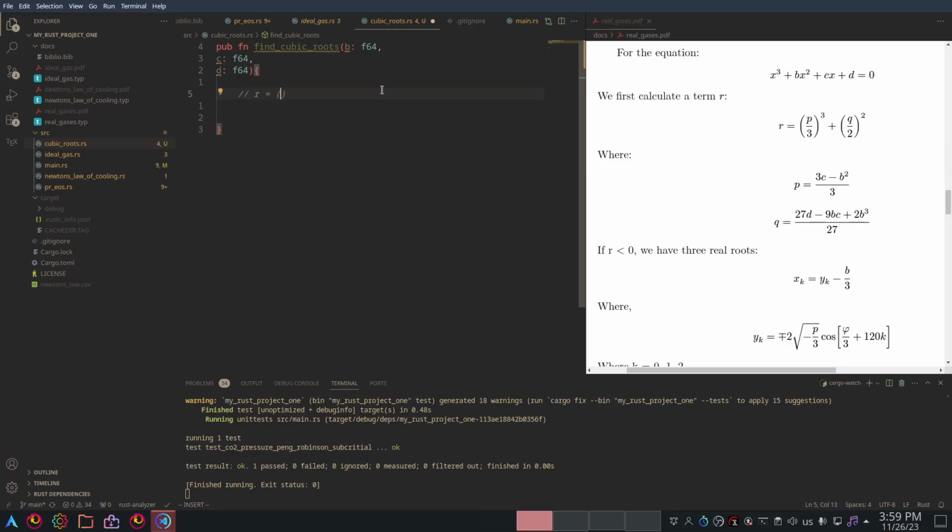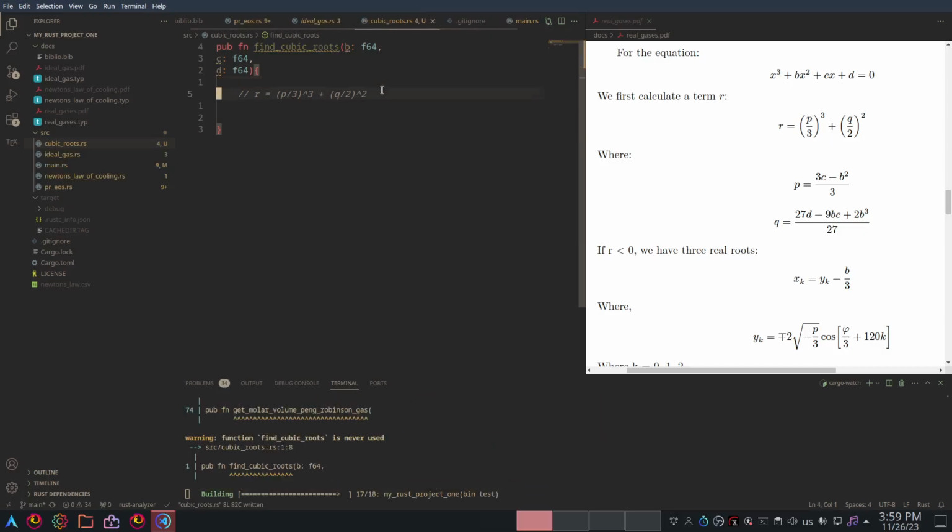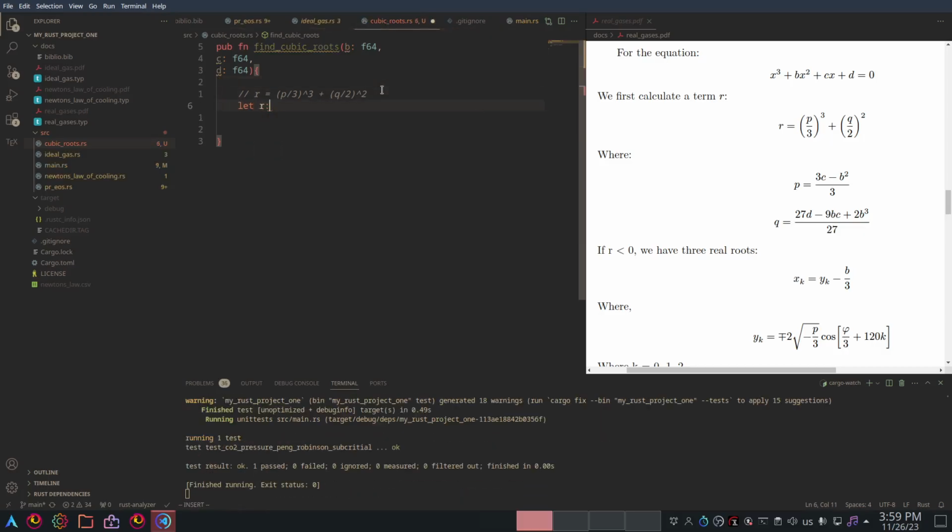R equals P divided by 3 cubed plus Q divided by 2 squared. So I'm just going to blindly copy all these formulas down. Let R, this will be F64, of course. P and Q are also F64. So all of these are float 64s.